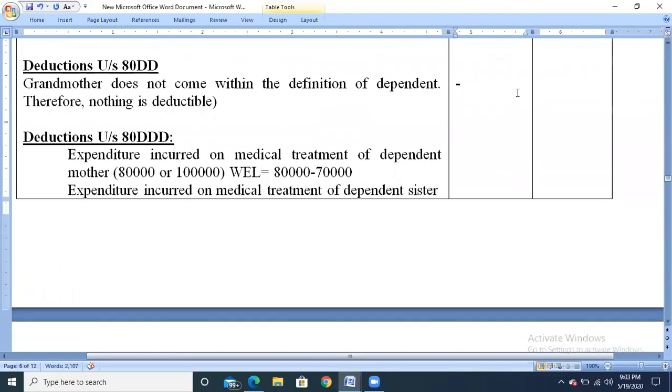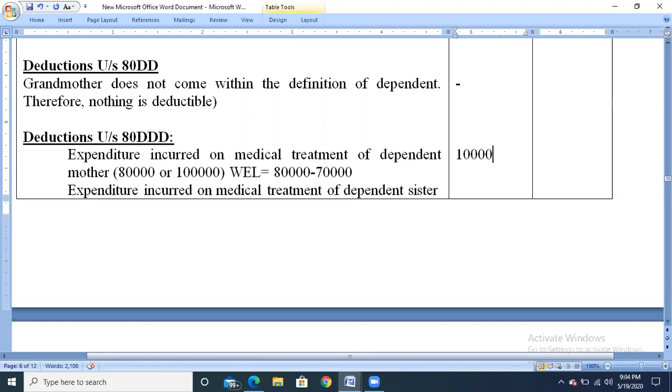Next, deductions under section 80DDB. First one, expenditure incurred on medical treatment of dependent mother. So he has expended up to rupees 80,000, but she is a senior citizen and resident of India. So up to rupees 1 lakh we can claim the exemption. So whichever is less, lesser value is 80,000, and 70,000 has been recovered from the insurance company. So balance 10,000 will be claimed as deduction under section 80DDB.